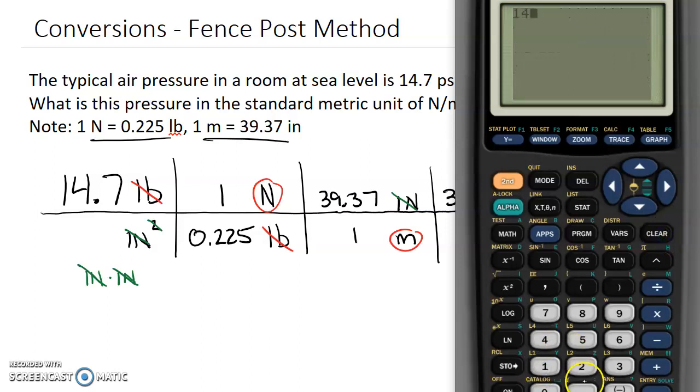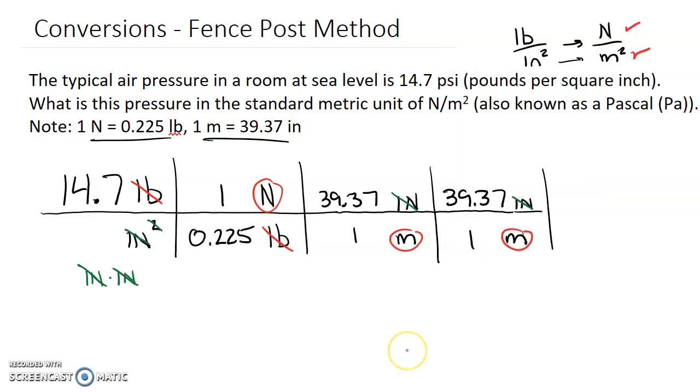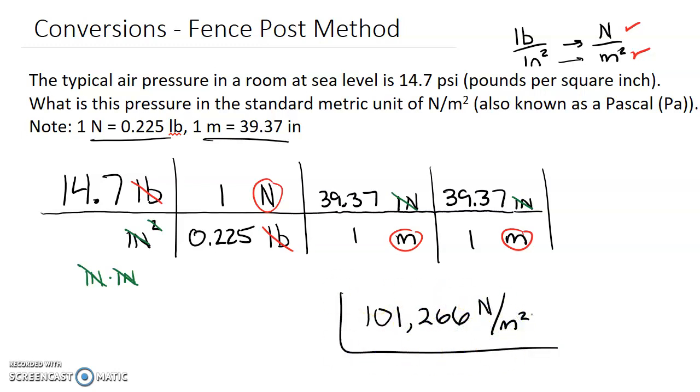And so I could take 14.7 times 39.37 times 39.37 and then divide by the only thing in the denominator, the 0.225. If you have other things in the denominator, you got to be careful to make sure you put the denominator in parentheses, and I get 101,266. So my answer becomes 101,266 Newton per meter squared. And we've used the fence post to change our quantity. The number part has changed, obviously, because you've changed the units themselves.